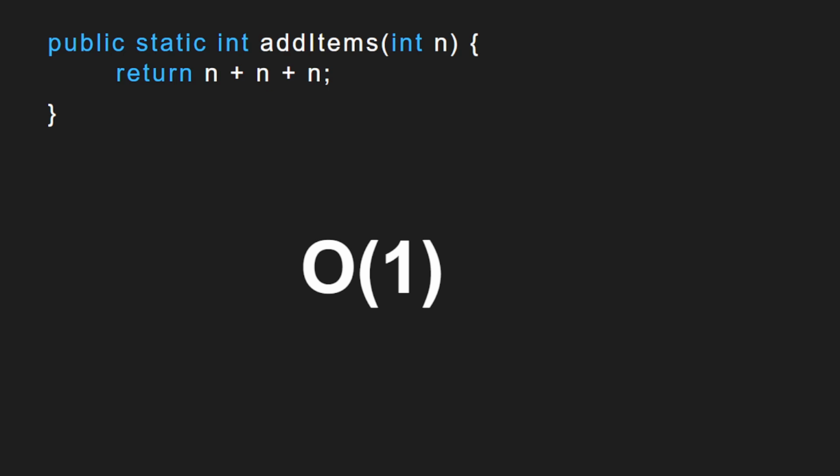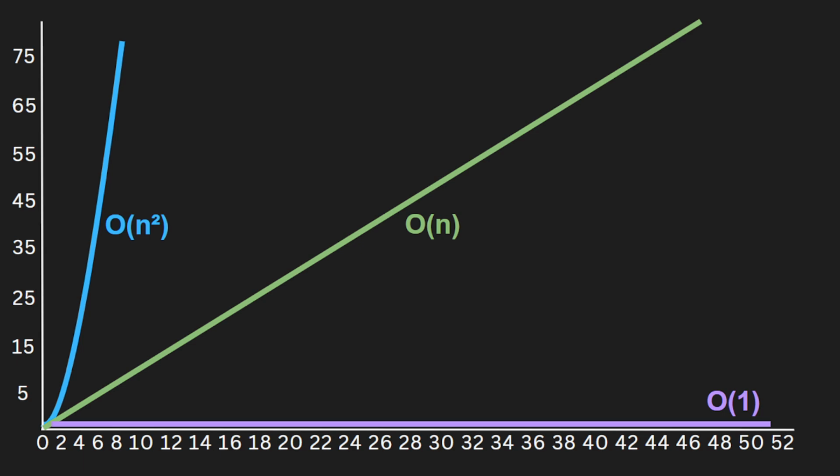So let's take a look at this on a graph. O of 1 is just going to be a flat line across the bottom. This is the most efficient big O. If you can do something in O of 1 time, it's always going to be much more efficient than anything else. And that's O of 1.